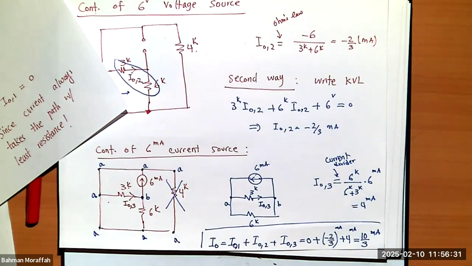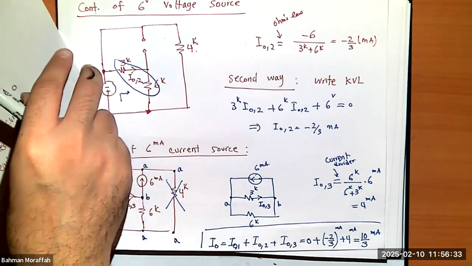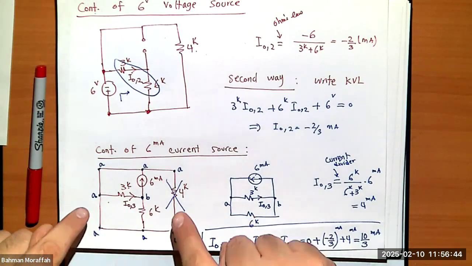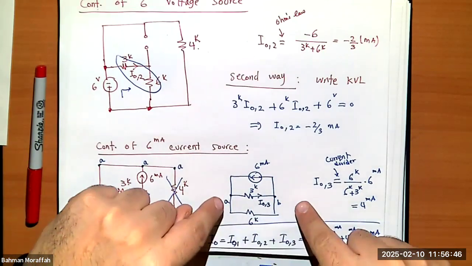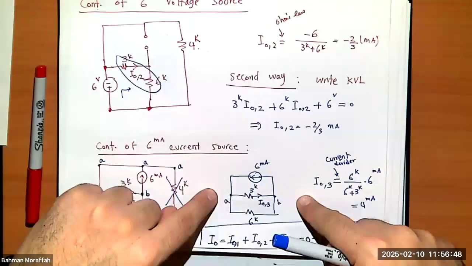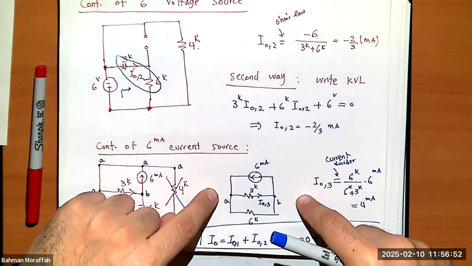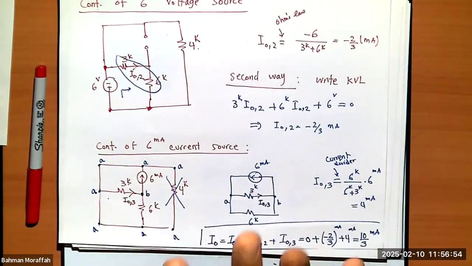Any question on this? Any question? Is that clear how this circuit turned out to be a very simple current divider? Who wants me to explain this one more time? There you go. Fantastic.